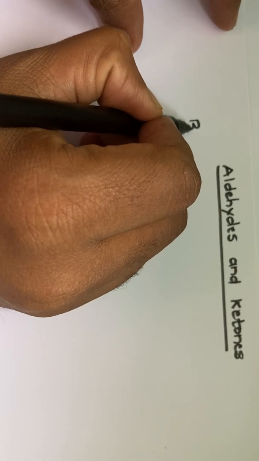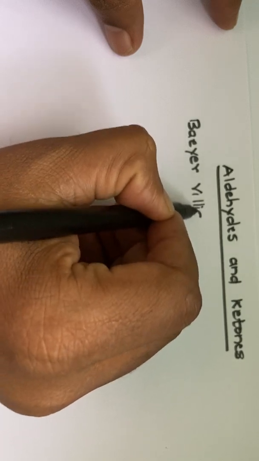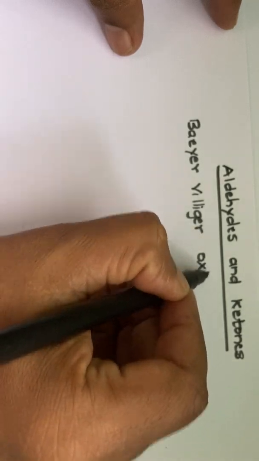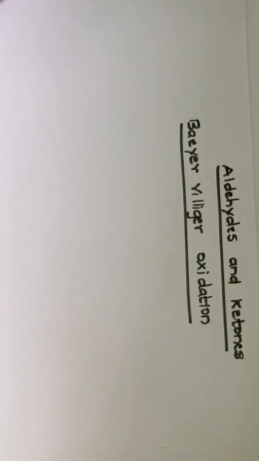Baeyer-Villiger oxidation. So the reaction of ketones with peroxyacids in acidic medium results in the formation of ester. So this reaction is referred to as the Baeyer-Villiger oxidation.